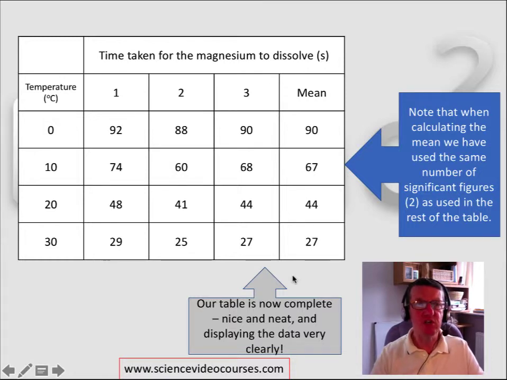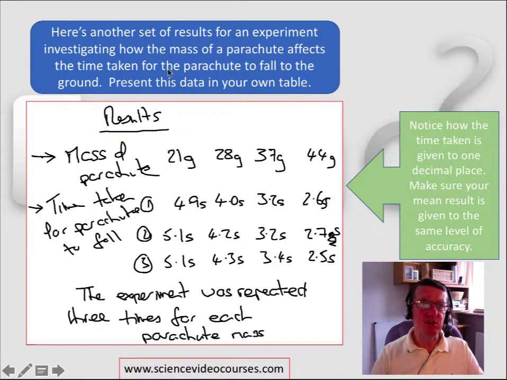Okay, and that's all there is to drawing a table. Now it's your turn. Here's another set of results for an experiment investigating how the mass of a parachute affects the time taken for the parachute to fall to the ground. Your task now is to present this data in your own table. So we've got mass of parachute, 21 grams, 28 grams, 37 grams, 44 grams, and the times taken for the parachute to fall. Now notice how the time taken is given to 1 decimal place with a fairly accurate stopwatch, so 4.9, 4.0, 3.2, 2.6.